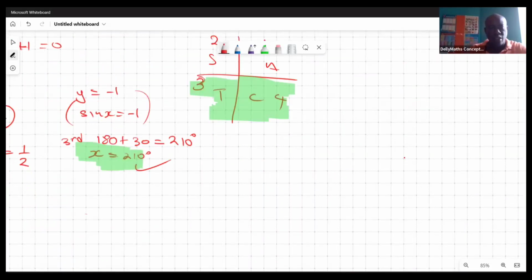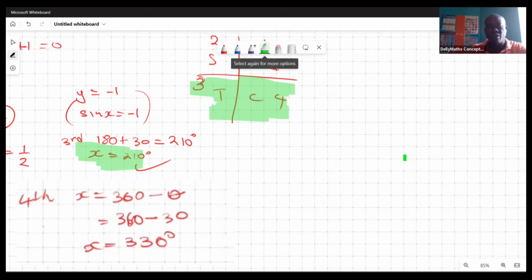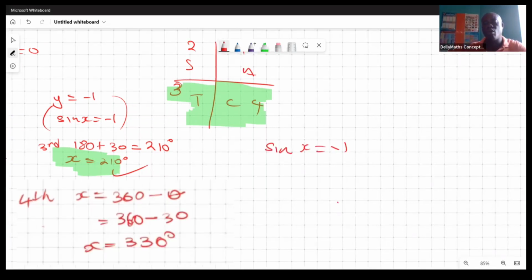All right. So in the fourth quadrant, x is going to equal 360 minus the acute angle, which is 360 minus 30 degrees. And we're looking at 330 degrees right there. So it means then that x is equal to 330 and 210. The sine of these angles would give us negative 1/2. And now sine x is equal to negative 1.